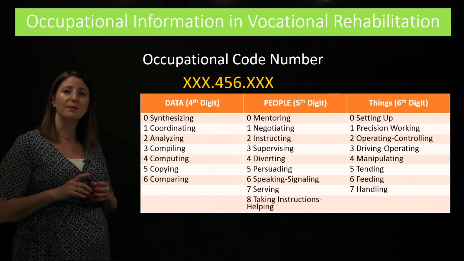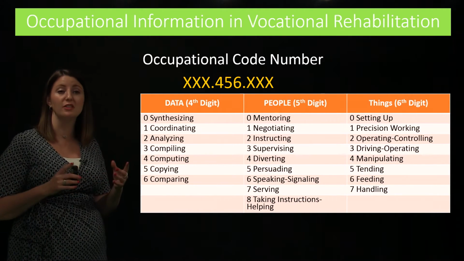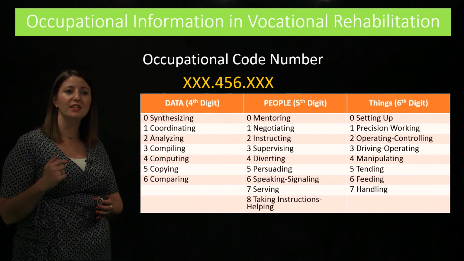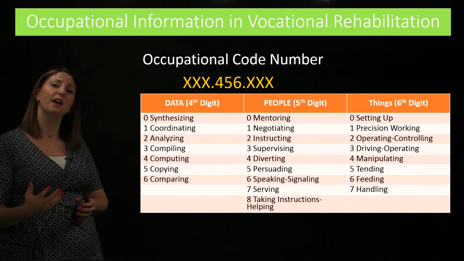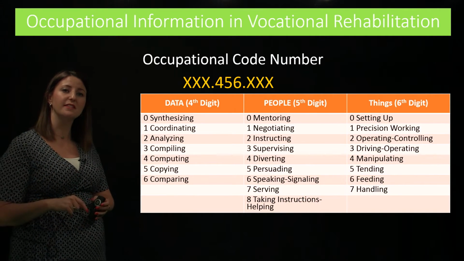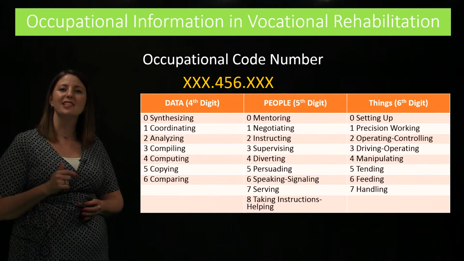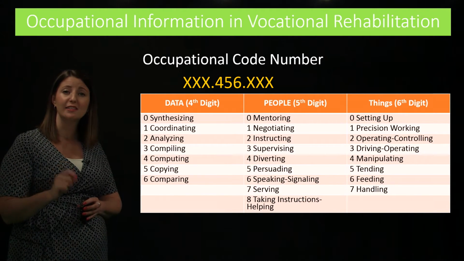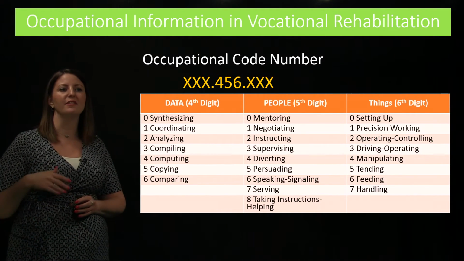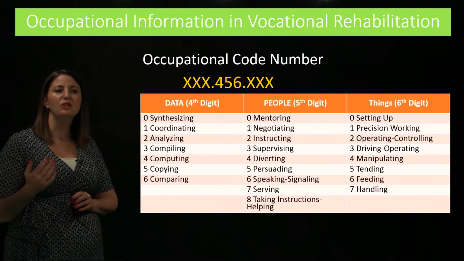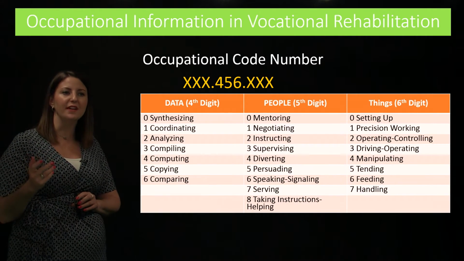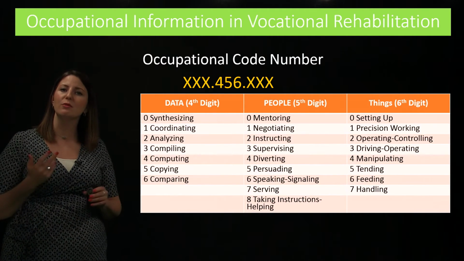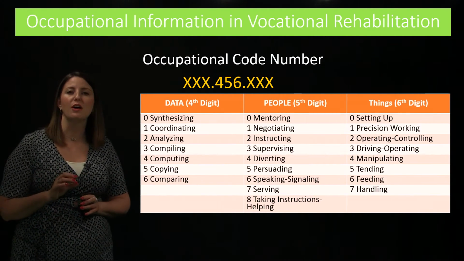The fifth digit represents how that worker functions in relation to people. Are they supervising people? If so, that fifth digit is going to be a 3. Are they serving others? If so, that fifth digit is going to be a 7. And then finally, the sixth digit represents how that worker functions in relation to things. Are they setting up things? Are they working with precision tools? Are they operating? Are they driving? Are they feeding, handling things? What's the way in which that worker functions with regard to things?